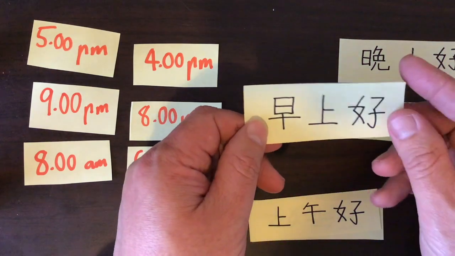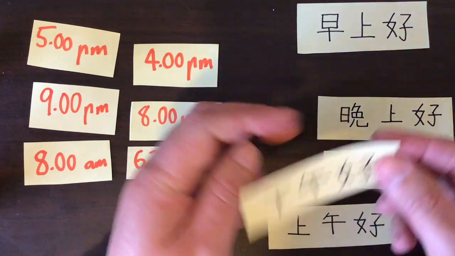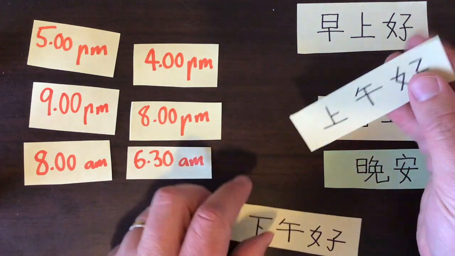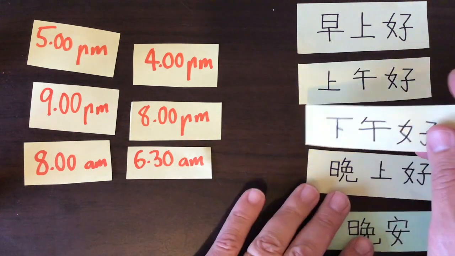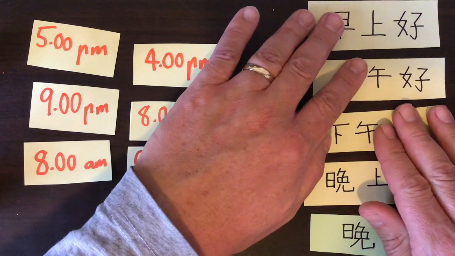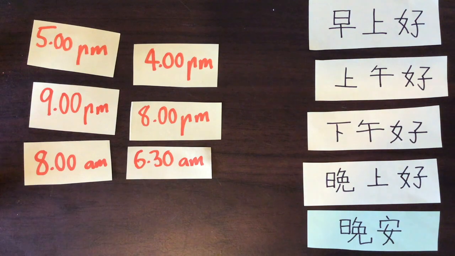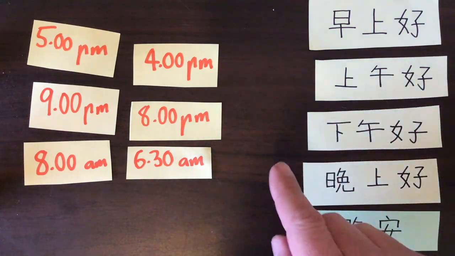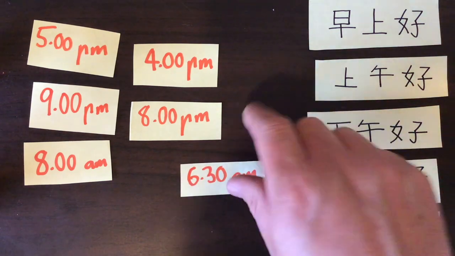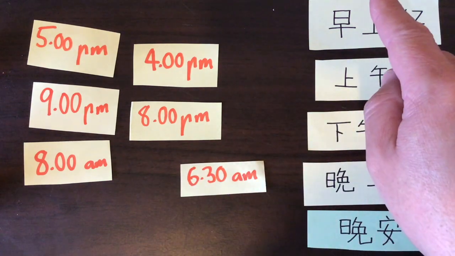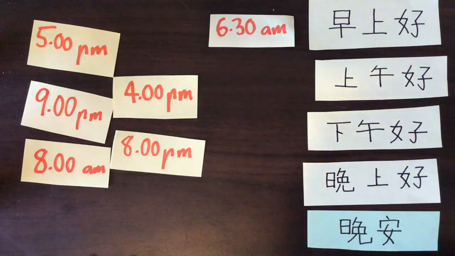We have Zhao Shanghao, early morning. So I'll skip that one. No, sorry, I need this one. Shang Wu Hao, that's still good morning, but later on in the day. And then we have Xia Wu Hao, so it's good afternoon. Right. Which goes where? Some of them might go, some of these might take a couple of them. So start with 6:30 a.m. I've made it pretty easy for you guys because it's all in order, isn't it? So 6:30 a.m. goes up to Zhao Shanghao.